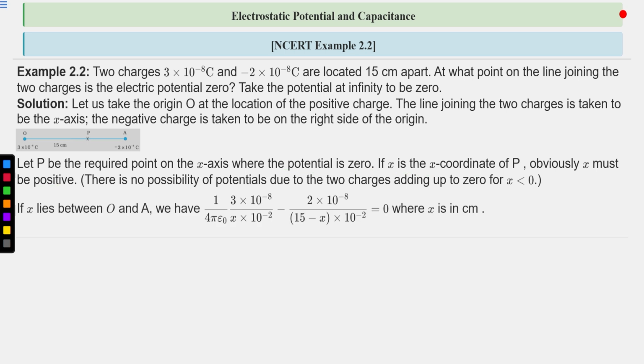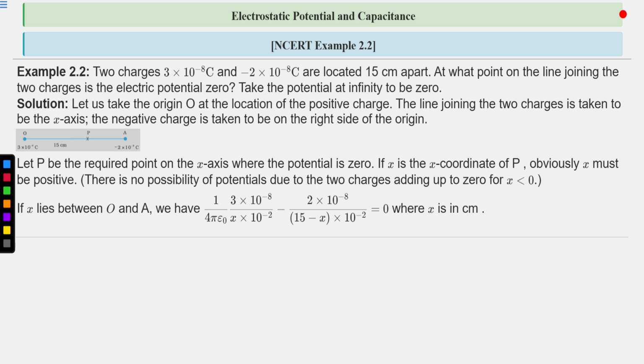If x lies between O and A, there are two cases we will discuss: P is between O and A, or P is beyond A. The first case is if P lies between O and A. Then what is the distance of point P from O? x. What is the distance of P from A?